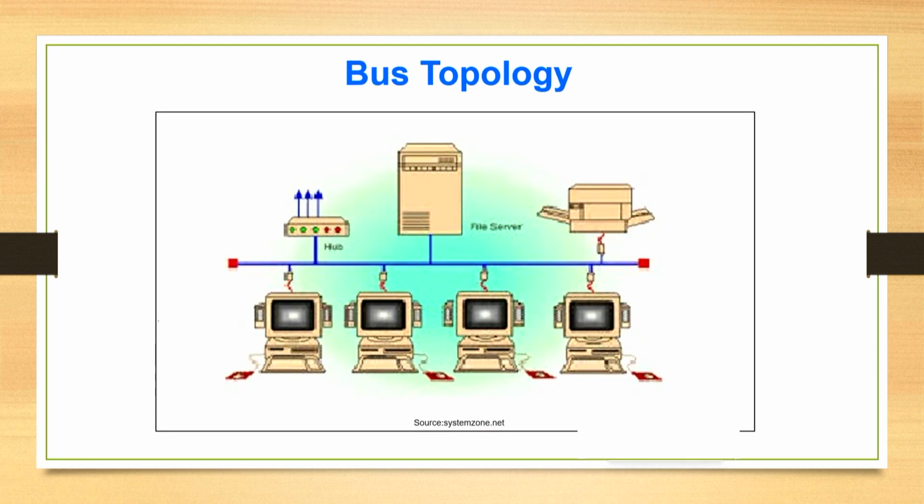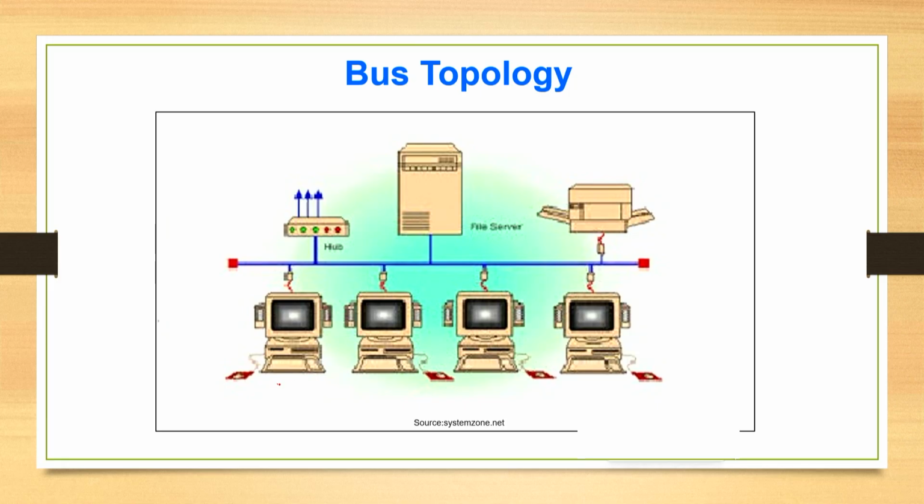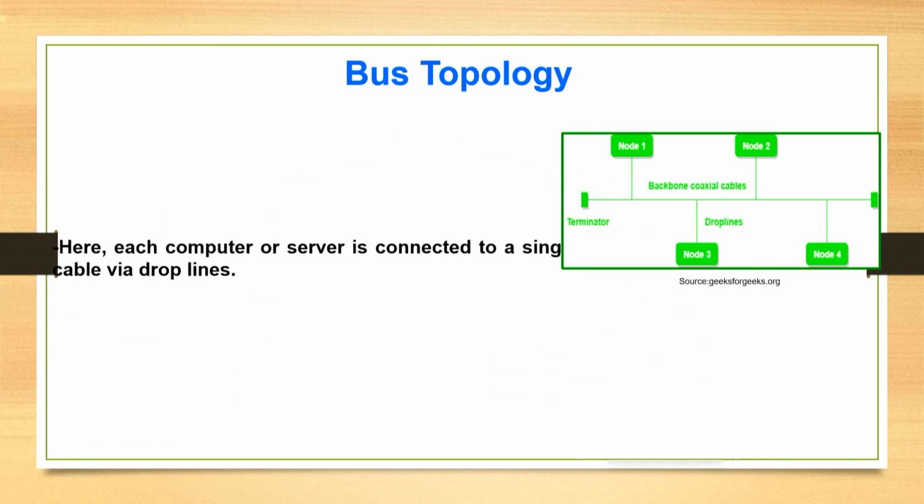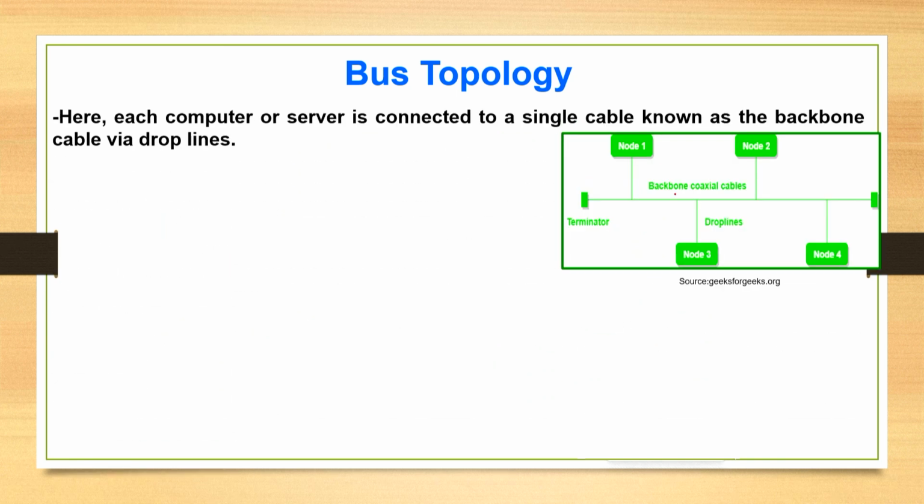Let us start with the first one, that is the bus topology. Yes, it looks like a bus, with the first seat, second, third and fourth row and so on. Here you can see that the computers are connected through a line. This line is called the backbone line, and the cable that connects to this backbone line is a drop line. So, what is there in bus topology? From the figure, node 1, node 2, node 3, node 4, what does this represent?